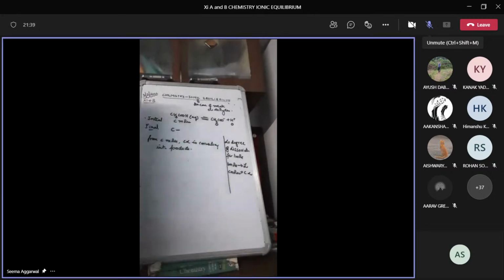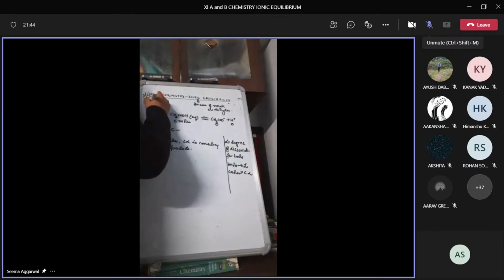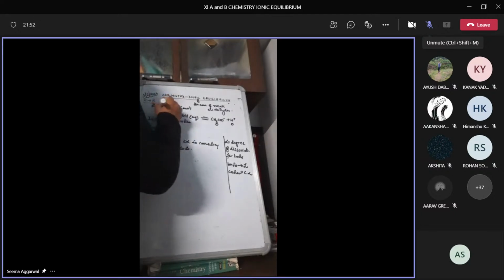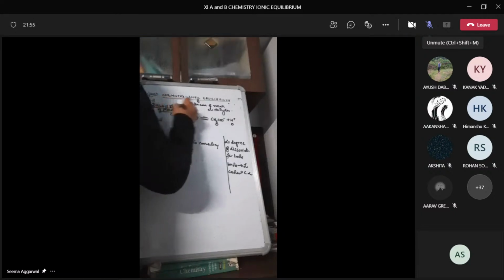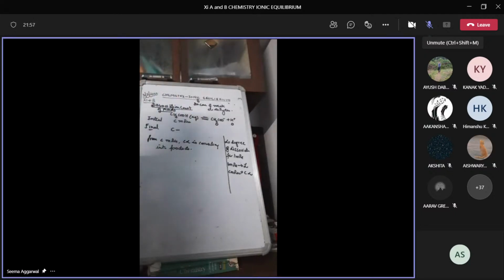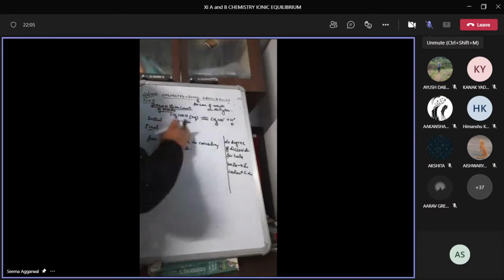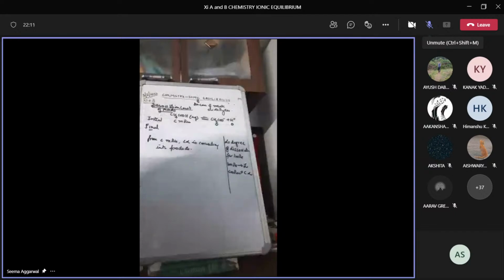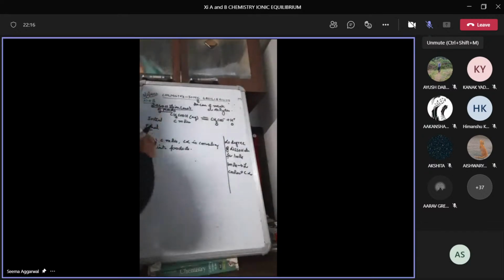Okay, we have started with the topic of ionic equilibrium. First, we are calculating the dissociation or ionization constant of acids. Now, acetic acid will dissociate to form acetate ions and H+. Initially I am taking C moles, and when the reaction has just started, we have only reactants, products are not there.